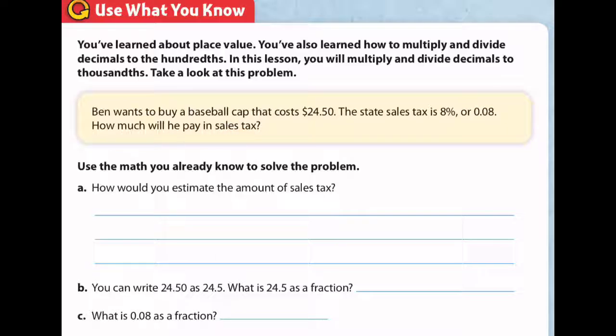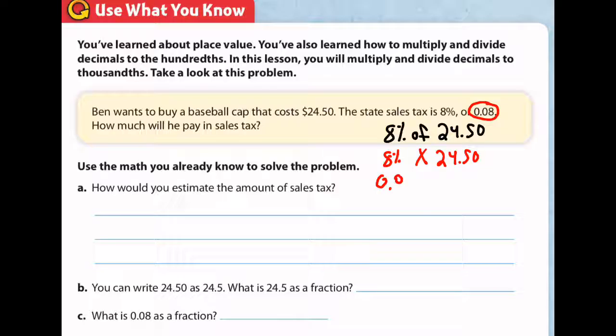So just so you know, you are going to have to figure out what 8% of $24.50 is. Now, you should also know of means multiply. So you're going to be doing 8% times $24.50. Last, we know 8% is the same as 8 hundredths. Let me make that a little bit neater. So you're going to be doing 8 hundredths times $24.50 in this problem.